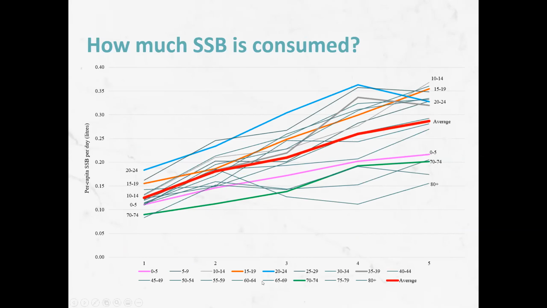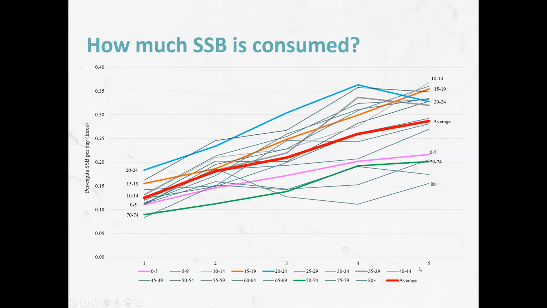The natural question to ask is how much sugar-sweetened beverage is being consumed in the country? This chart shows it on a per capita daily basis. On the y-axis is the per capita sugar-sweetened beverages consumed per day in liters. We use the metric system here, so conversion to US units would be different. And on the x-axis, I show the quintiles. One is quintile 1, and quintile 5, the richest, wealthiest quintile, is labeled as 5.